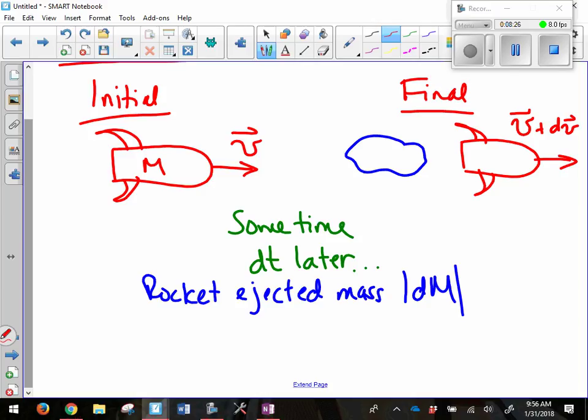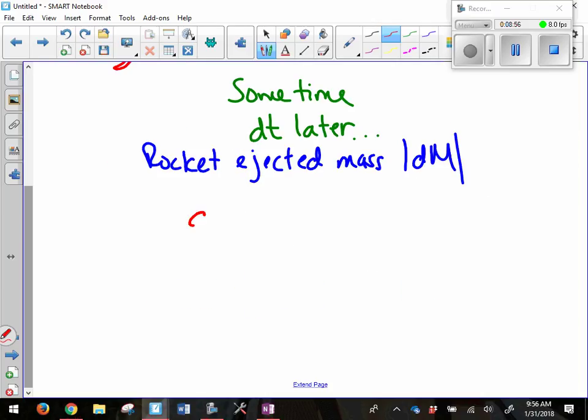Now the mass gets tricky. In all of the problems that we've done, in calculus and here, we always think of dm or dx or d whatever it is as being positive. But here, the rocket is losing mass. So that means that dm is less than 0. dm is negative.